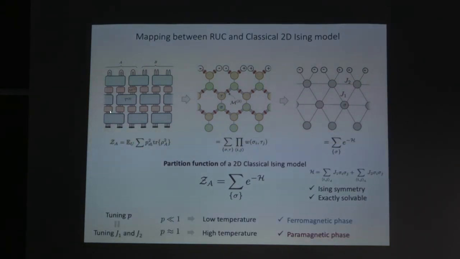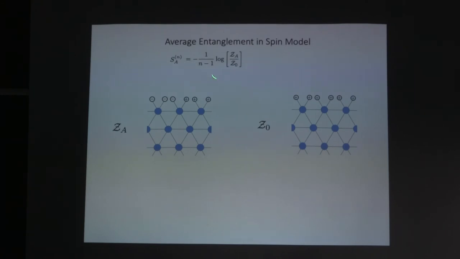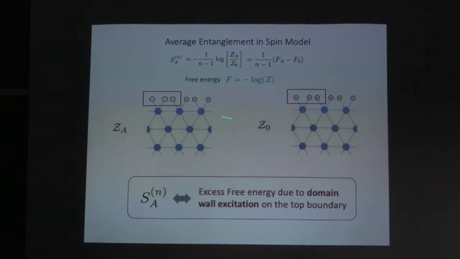So if you tune the original measurement probability in this model, that translates into tuning the couplings J1 and J2 in such a way that when p is much less than 1, it's a low temperature, and as p approaches 1, it goes to infinite temperature. And we know there is a ferromagnetic to paramagnetic phase change, a finite temperature phase transition in the Ising model. Okay, we do the same thing for the denominator, and essentially get the same spin model, but only the top boundary condition is modified. And then again, eventually this S_n is a free energy difference originating from the two different top boundary conditions. So this is the excess free energy coming from the domain wall excitation at the top.